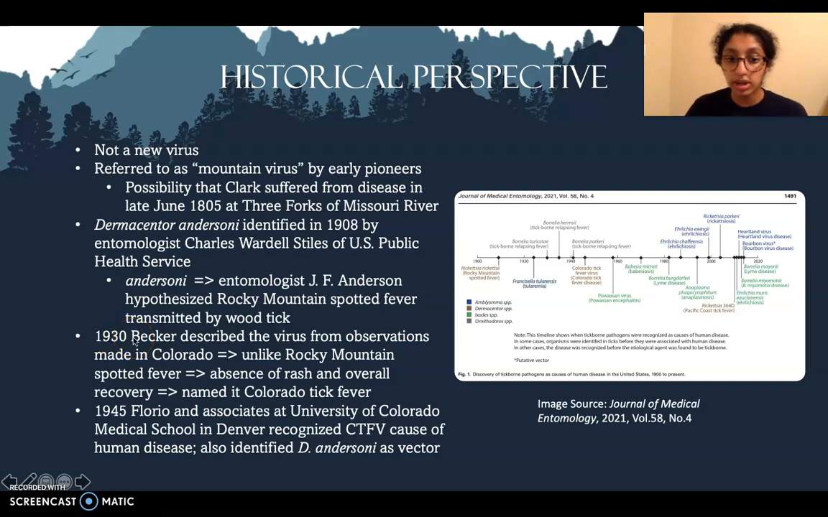So in 1930, Becker actually described and coined the term Colorado tick fever virus, based on observations from Colorado. He noticed that with this virus, there wasn't that iconic spotted rash that you see in Rocky Mountain spotted fever, and there was also a higher overall recovery rate. And in 1945, Florio and his associates at the University Medical Center in Denver, Colorado, were able to recognize that CTF is the cause of human disease and that the vector for it is Dermacentor andersoni.